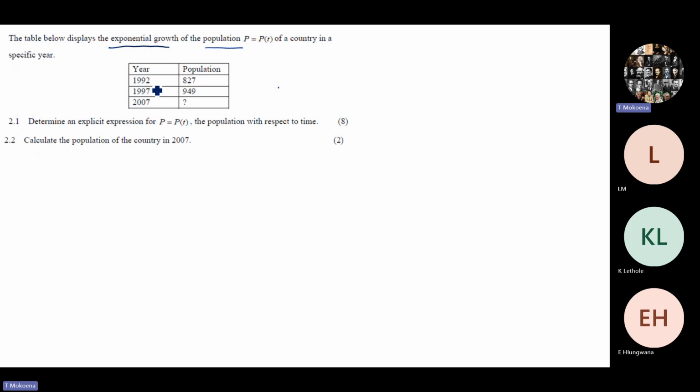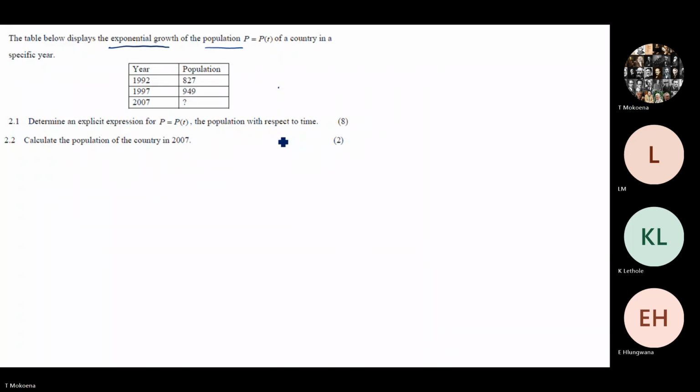The population in 1992 was 827, and in 1997 it was 949. We can see that the population is growing. That's logical, right? We know that population grows year by year. And now they say to us, question 2.1, for 8 marks. This is from semester test 1, I think. They say determine an explicit expression for P at T, the population with respect to time.